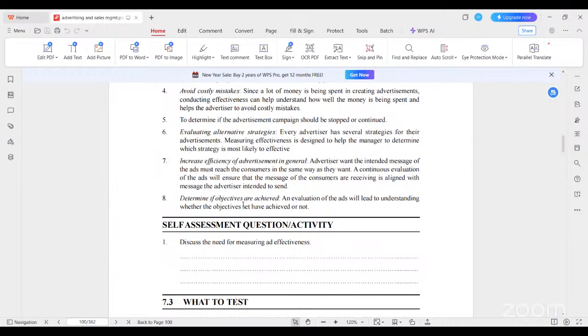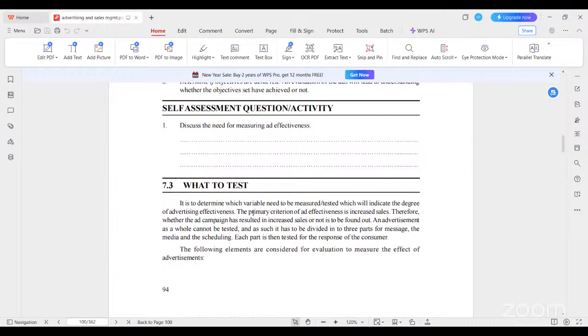For example, in Tamil Nadu, Tamil language ads will be displayed; in the South Andhra side, Telugu, Telangana, and Andhra. If we go to the north side, according to their understanding, their language, their preferences, we have to make the advertisement, and we have to present the advertisement on various media vehicles. So next one is determining if its objectives are achieved. An evaluation of the ads will lead to understanding whether the objectives set have been achieved or not.